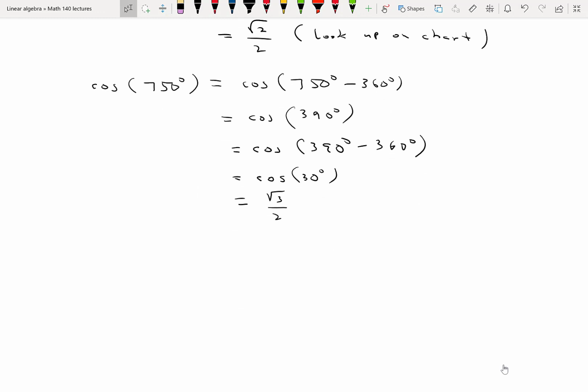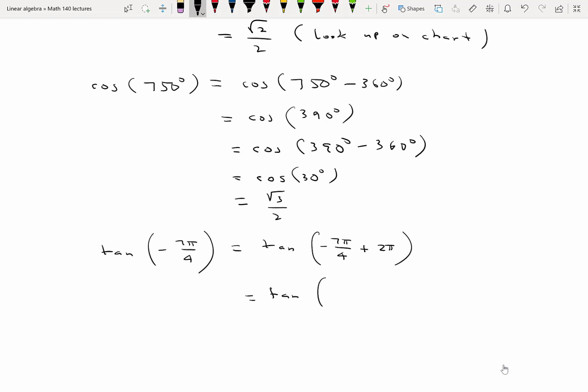So how about the tangent of negative 7 pi over 4? You first ask yourself, is negative 7 pi over 4 on the chart of special values? No. Pi over 4 is, but negative 7 pi over 4 is not. So I'm not going to subtract revolutions. Subtracting revolutions from negative 7 pi over 4 would just make it more negative. I can add multiples of 2 pi.